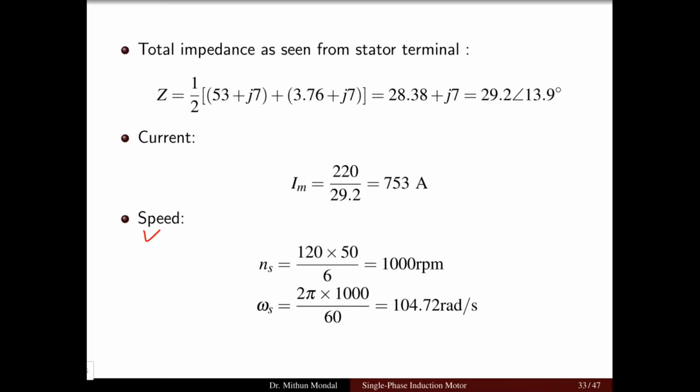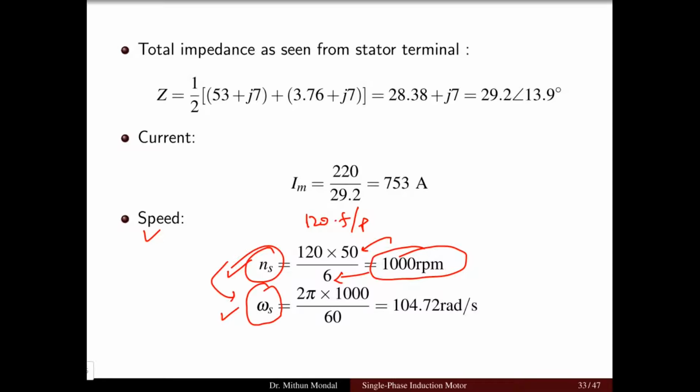The speed we can obtain: the synchronous speed and the speed in radian per second. We know that the synchronous speed is given by 120 F by P. So frequency is 50 Hz and the number of poles is 6. So that gives 1000 RPM as the synchronous speed of the machine. So the synchronous speed in radian per second we can obtain as 2 pi Ns by 60, which comes to be 104.72 radian per second.